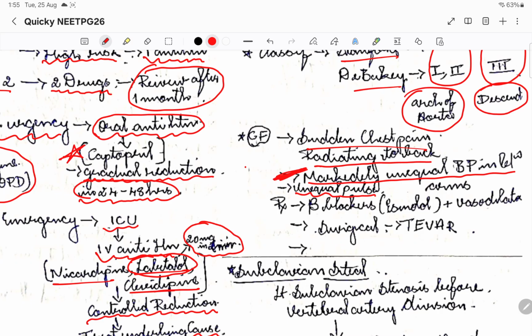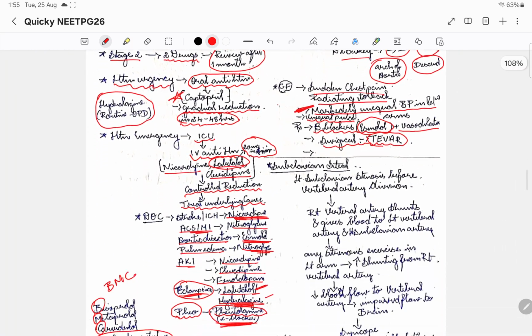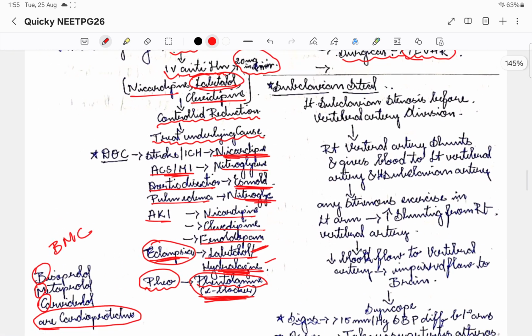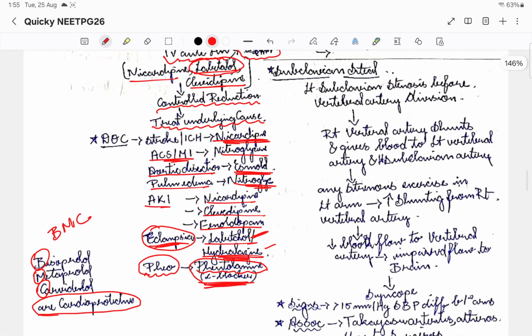How we manage is based on beta blockers. I told you, right, beta blocker is the drug of choice, that is esmolol. Then vasodilation can be done to reduce the pressure, and then we'll go and do the surgery, that is TEVAR. So TEVAR is what we do. Then coming to the last vascular pathology, that is subclavian steal syndrome. This is an extra edge, please know. Subclavian steal syndrome is nothing but a left subclavian stenosis before the vertebral artery division.